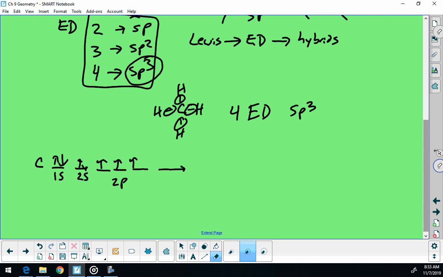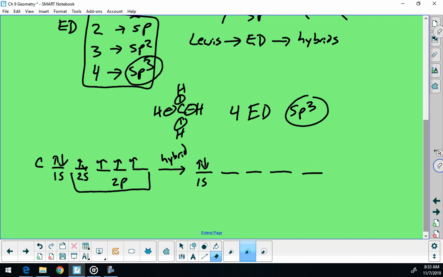Then I'm going to go through the hybridization process. And these 4 valence orbitals will be replaced with what? 4 sp3s. 1, 2, 3, 4. Oops, we have to have our 1s. So here's my 1s, and now I have 1, 2, 3, 4 sp3s. Each of those has an electron in it.